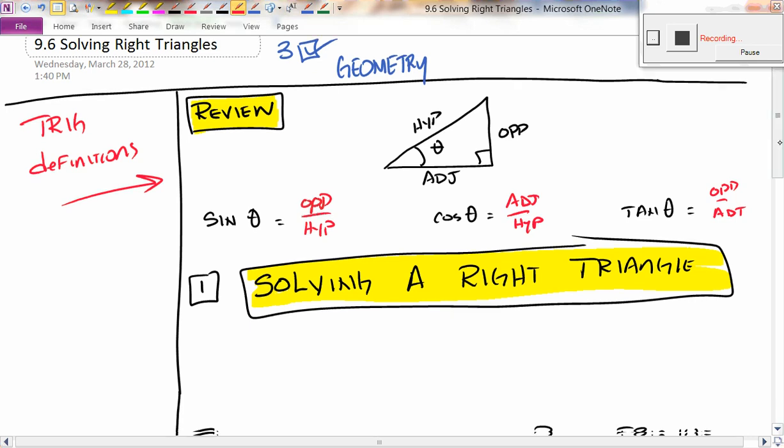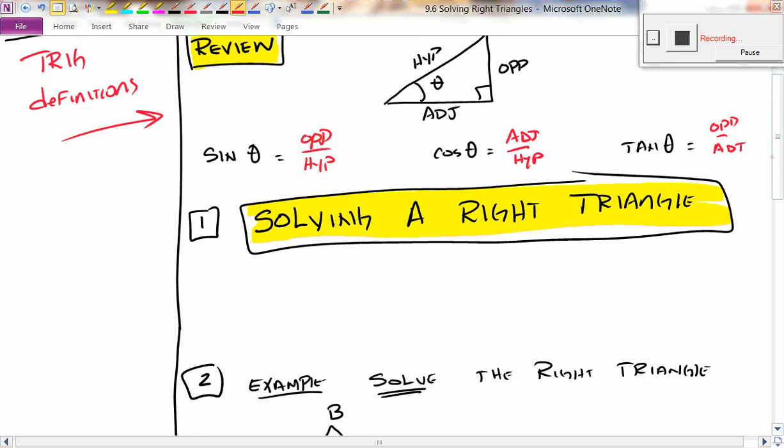Okay, now we're going to move into something that's a little bit different. We're going to move into something that's called solving a right triangle. When you solve a right triangle, you need 6 things. That sounds like a lot, but really it's not all that bad. So let me write that down. I'm going to tell you what those are.